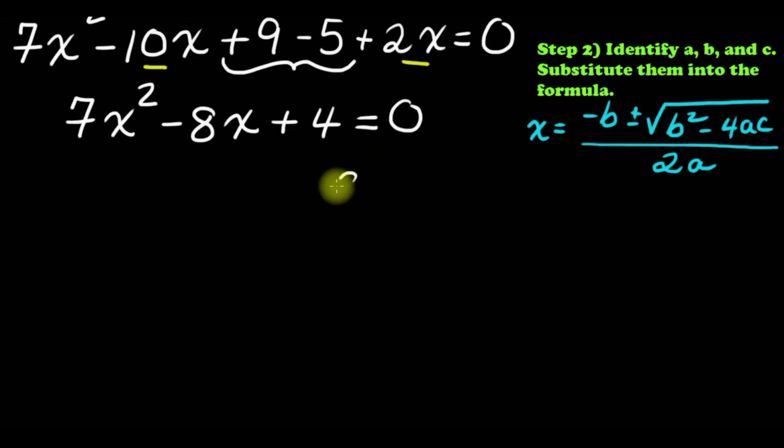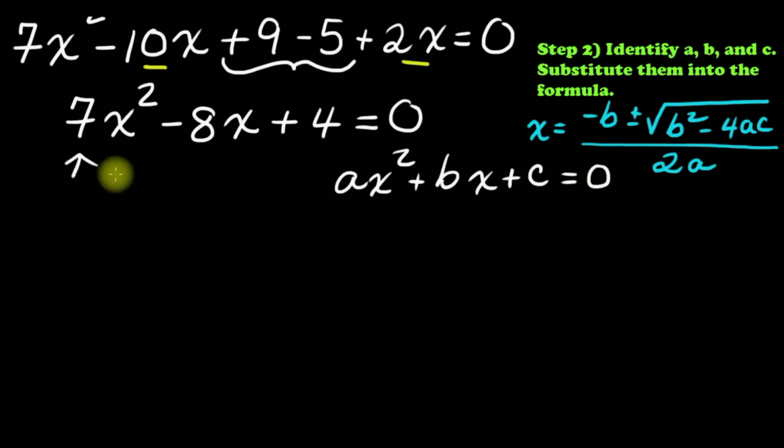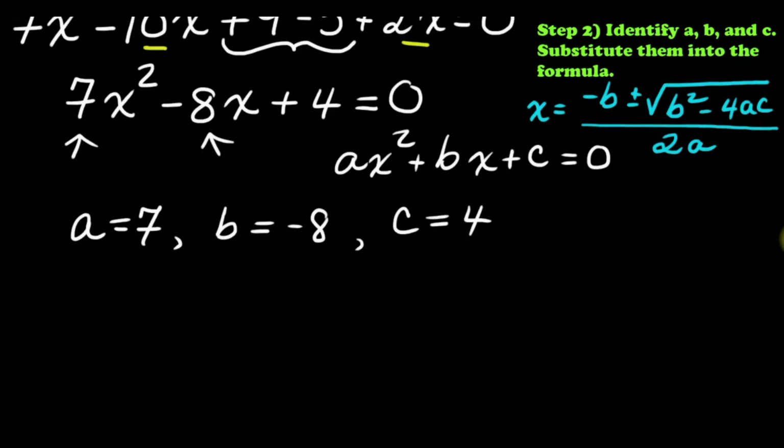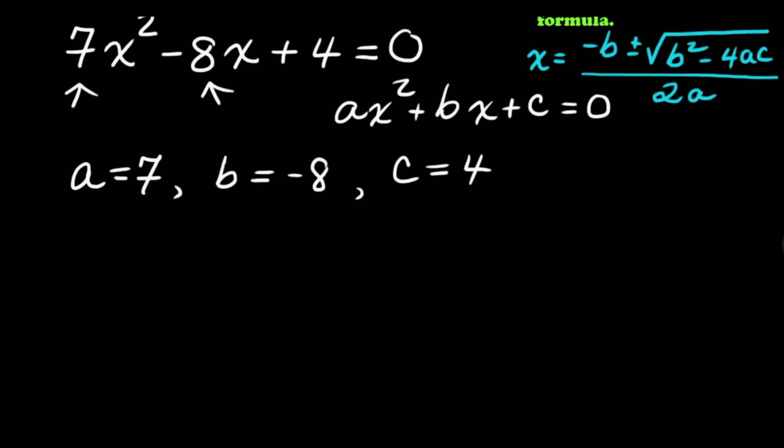Okay, so standard form is ax squared plus bx plus c equals 0. So a is the coefficient of x squared, so a is 7, and then b is the coefficient for x, so b is negative 8, and then c is your constant, so c is 4. So those are your a, b, and c, and we're going to substitute those numbers into the formula.